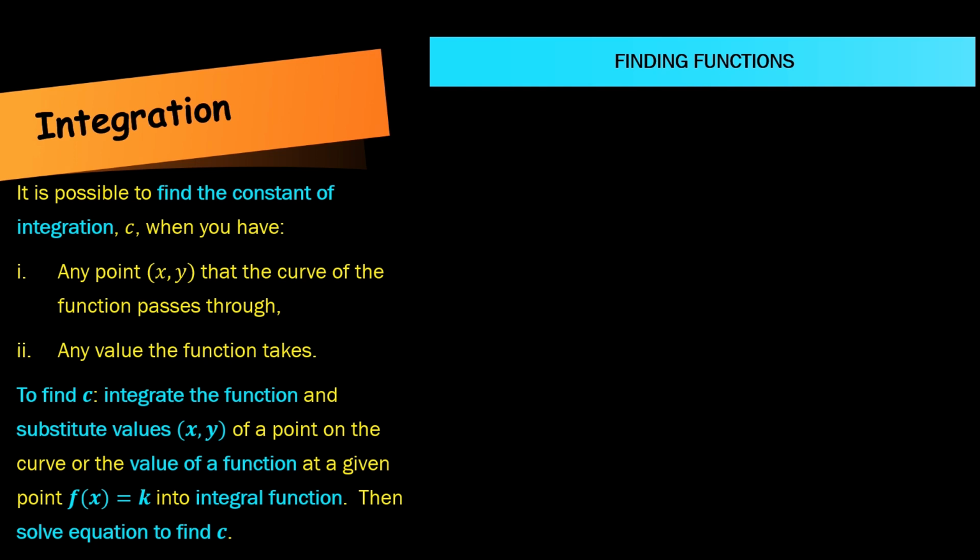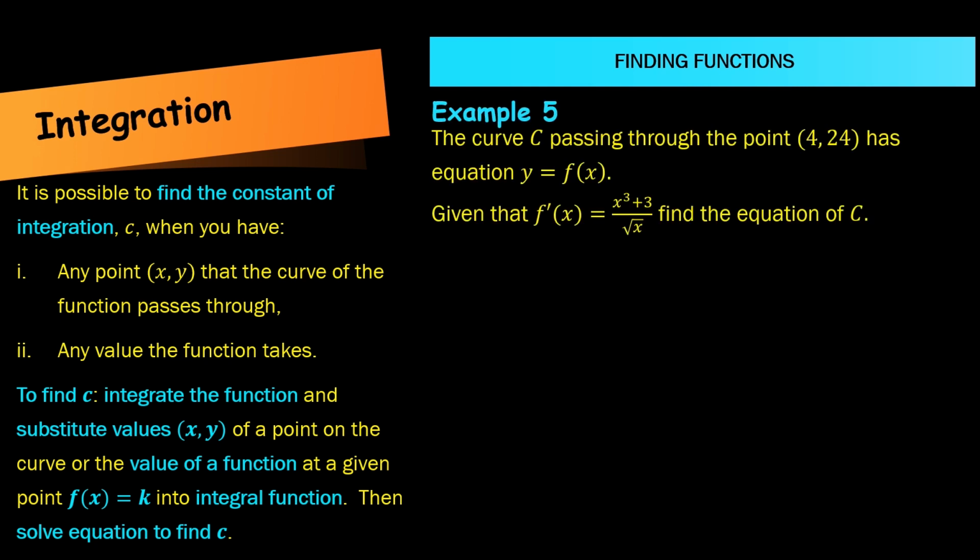Now let's take a look at another example. The curve C, passing through the point 4, 24, has equation y equals f of x. Given that f dash of x equals x cubed plus 3 all over root x, find the equation of C. Pause the video and have a go. Press play when you're ready to view the solution. So let's solve this.